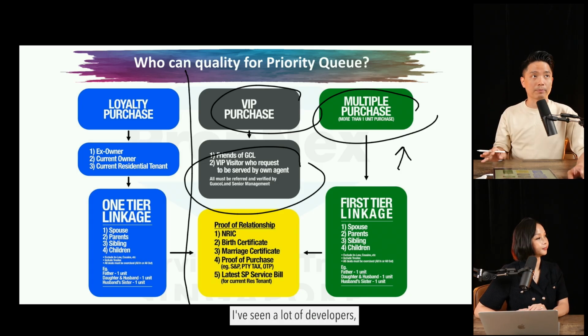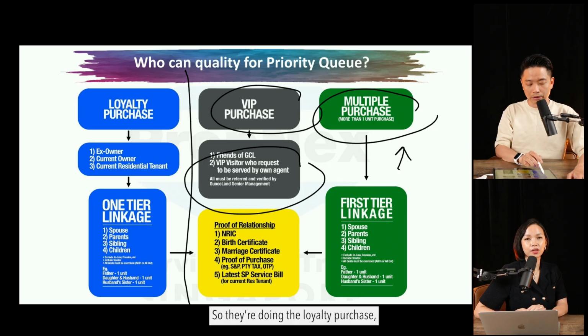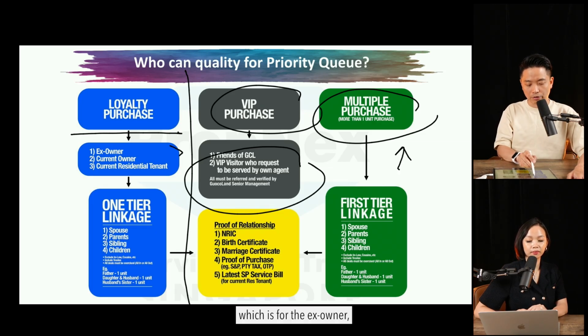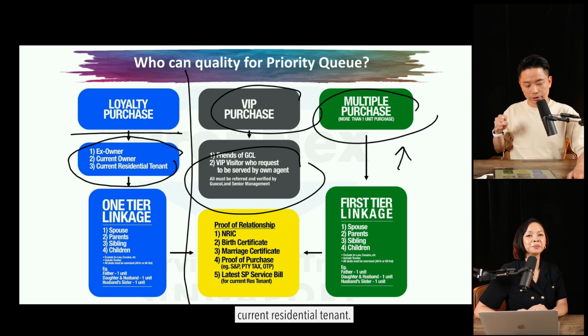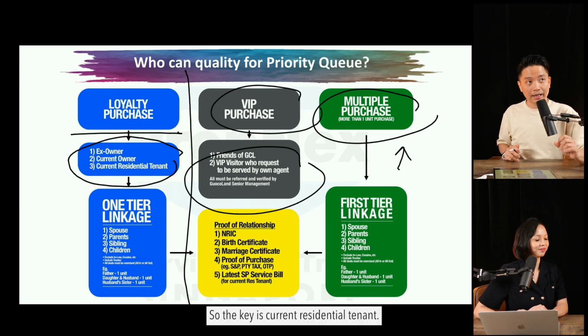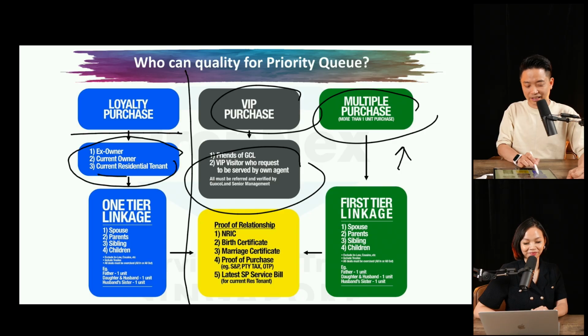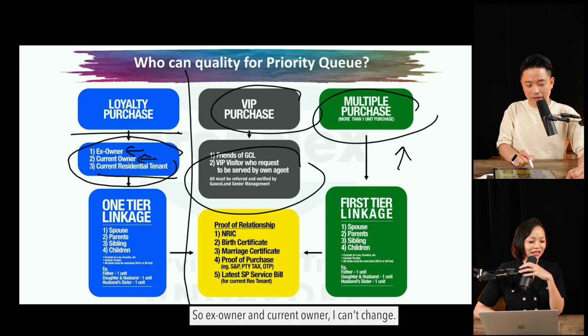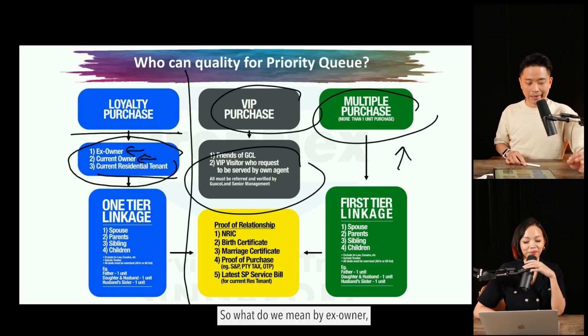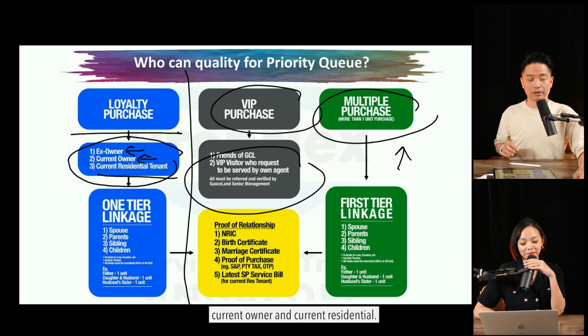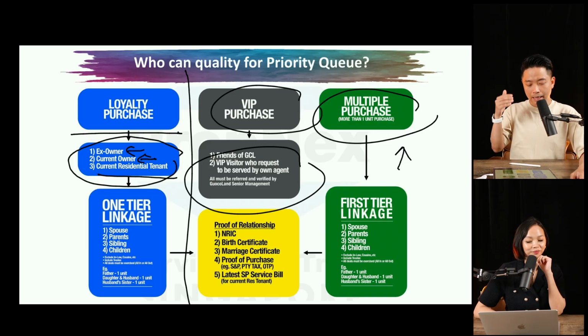I've seen a lot of developers, not everybody is doing this. So they are doing the loyalty purchase, which is for the ex-owner, current owner, and current residential tenant. So the key is current residential tenant. So ex-owner and current owner, I can't change. So what do we mean by ex-owner, current owner, and current residential? I want to go in detail a bit.